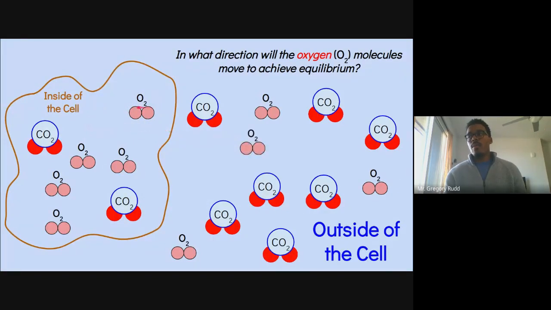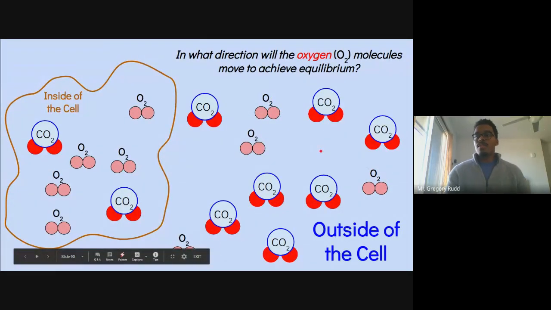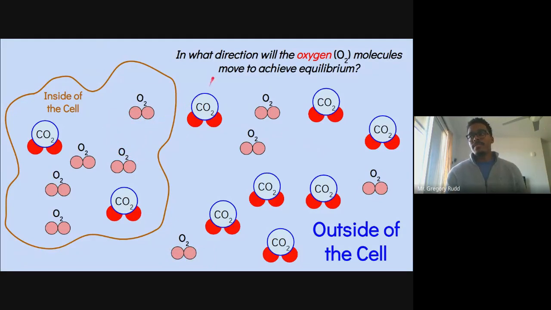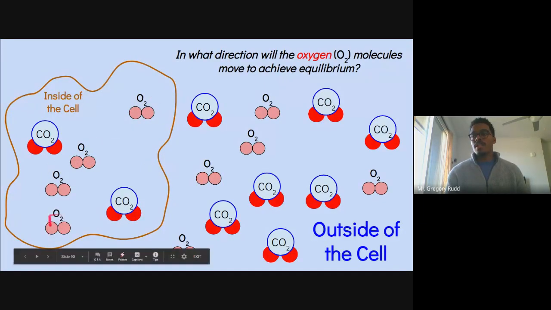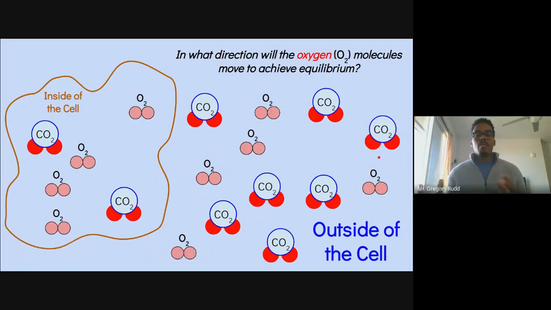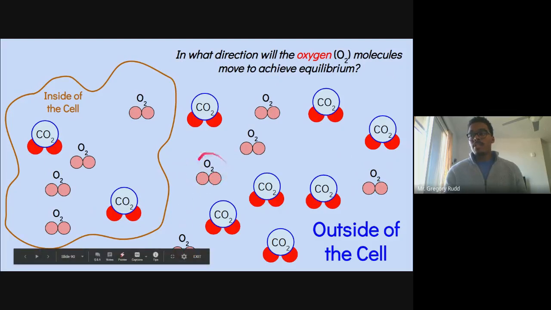Now we've got 1, 2, 3, 4, 5 inside of the cell, and we've got 1, 2, 3, 4 outside of the cell. So we still have a little bit too much on the inside of the cell. So this oxygen is going to leave as well. Now we've got 1, 2, 3, 4 oxygen molecules inside of the cell, and 1, 2, 3, 4, 5 oxygen molecules outside of the cell. So now what we've established is that it's going to be impossible for them to be equal at any one point. What's going to happen is that one of these oxygen molecules is just going to kind of keep going back and forth, in and out of the cell.